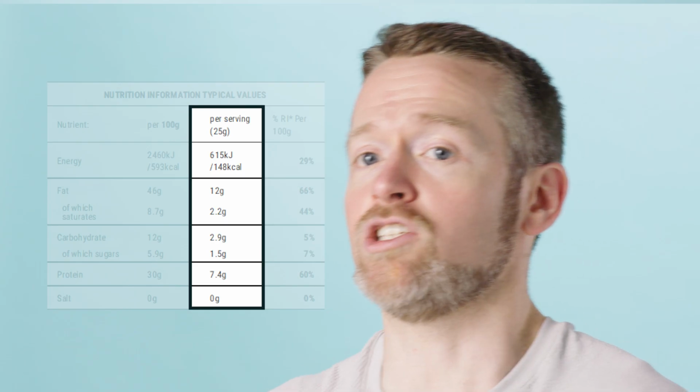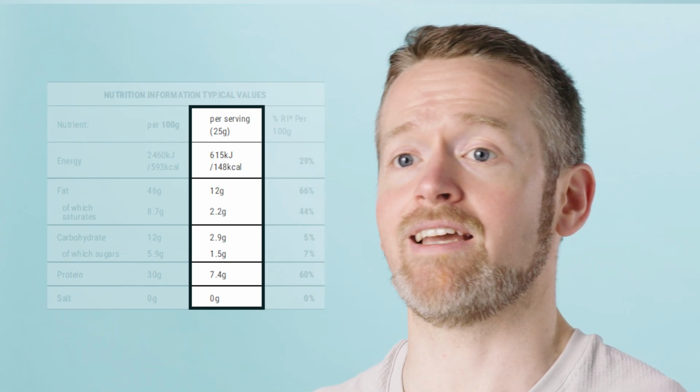So for example, if a pack of peanuts has 100 grams total and you only eat a quarter, that means you're getting a quarter of the calories and macronutrients listed on the pack per 100 grams. That's useful to know if you don't have that second column with values present. Now, most macro tracking apps will list the nutrition values of a food per 100 grams, but will also allow you to change the portion you eat.